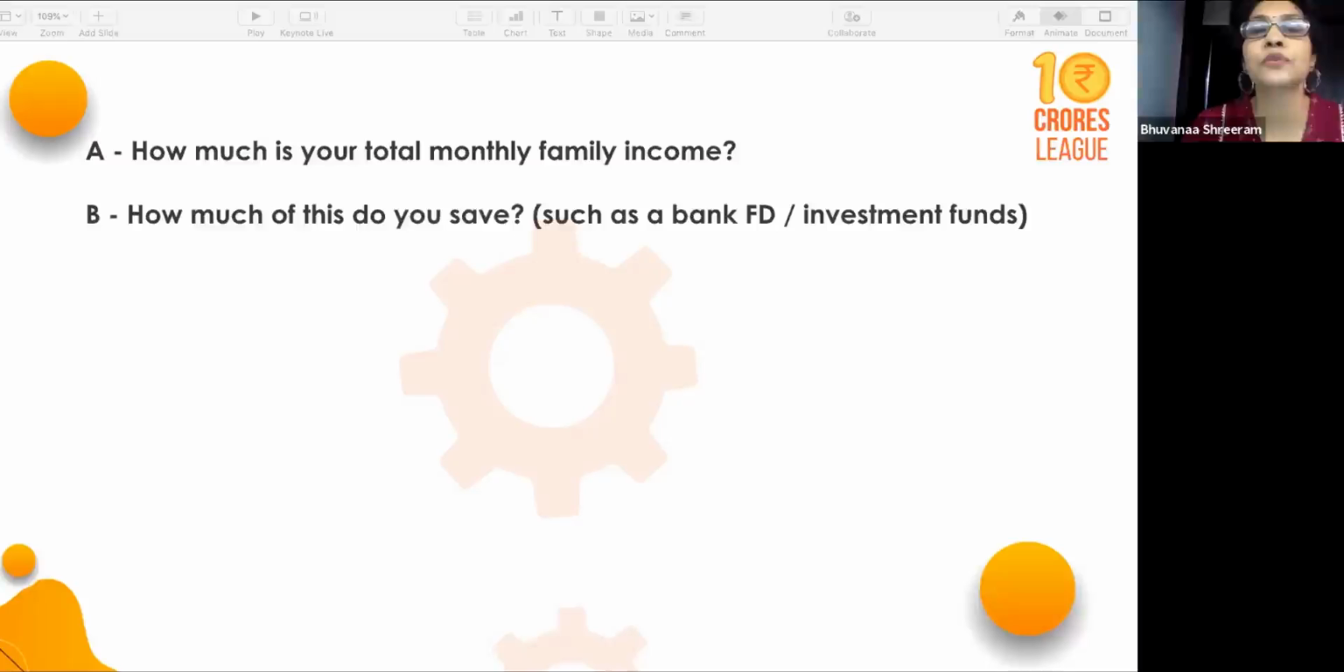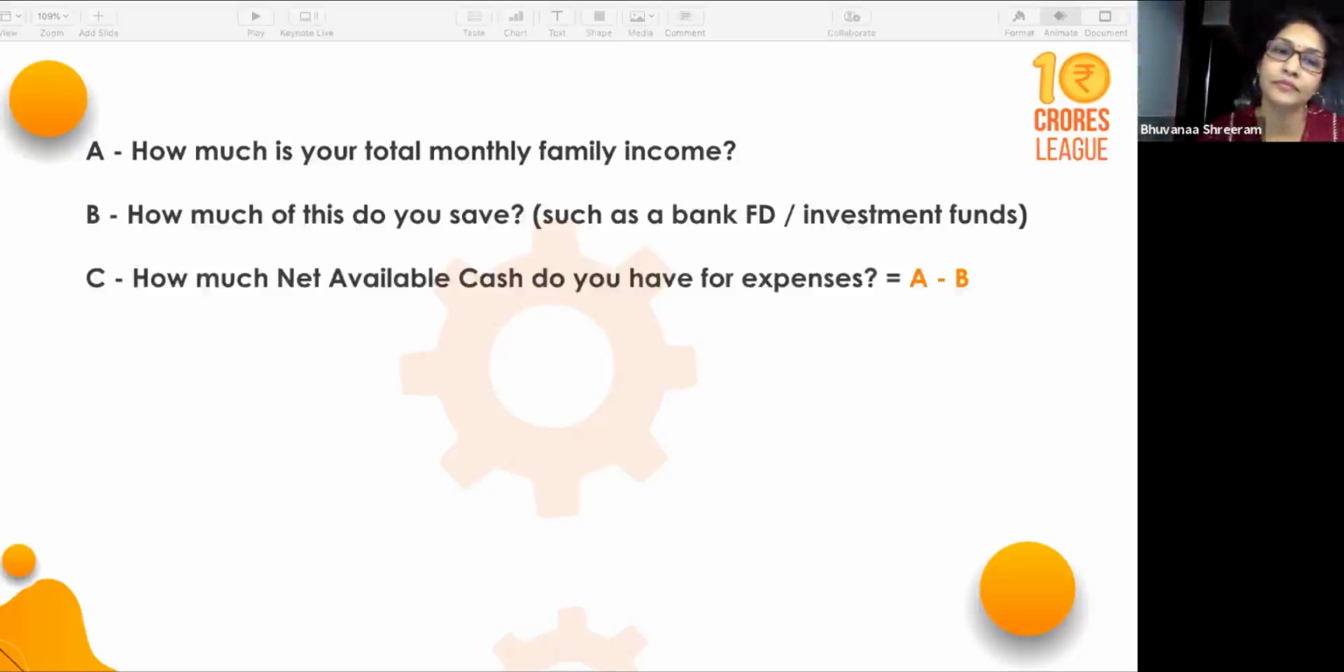How much of this do you save, such as bank FD or investment funds? How much of this income do you put away in savings? How much net available cash do you have for expenses, which will be the difference between A and B.